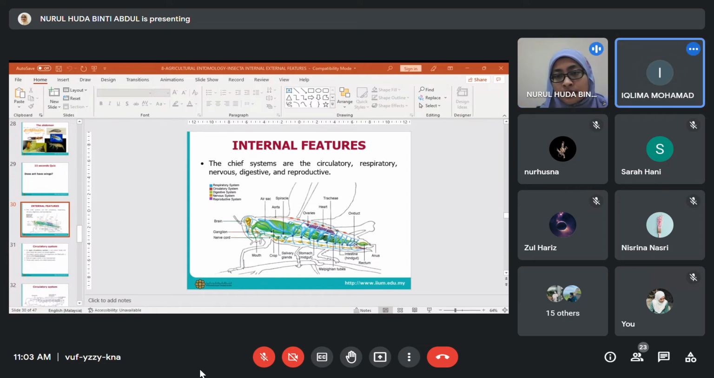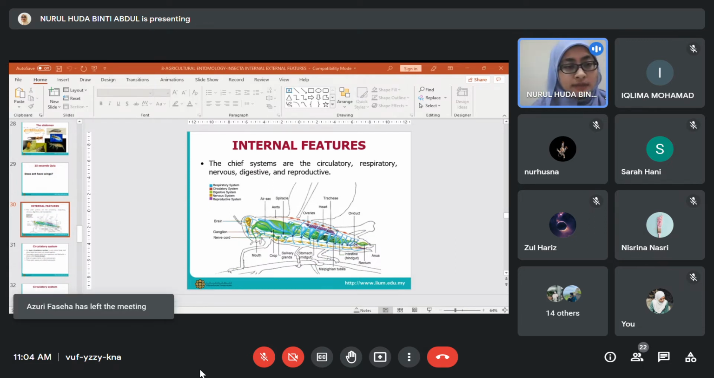Doctor, for the eye part earlier, there were compound eyes, ocelli, and stemmata. How about the stemmata? I did not notice earlier. Okay, stemmata are almost similar to ocelli. The function is not like compound eyes as well. So it is more like simple eyes. As you can see, let me go back to it.